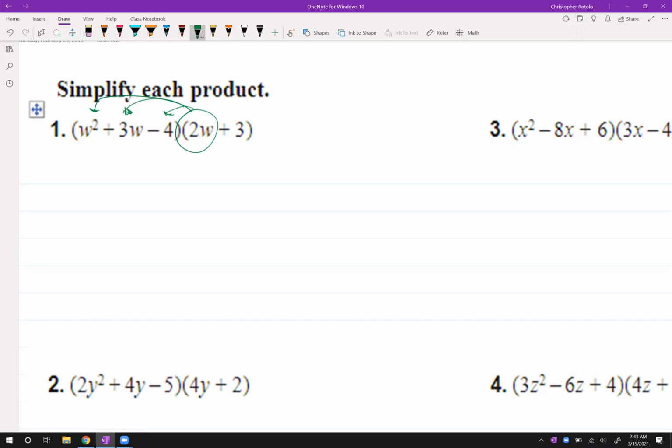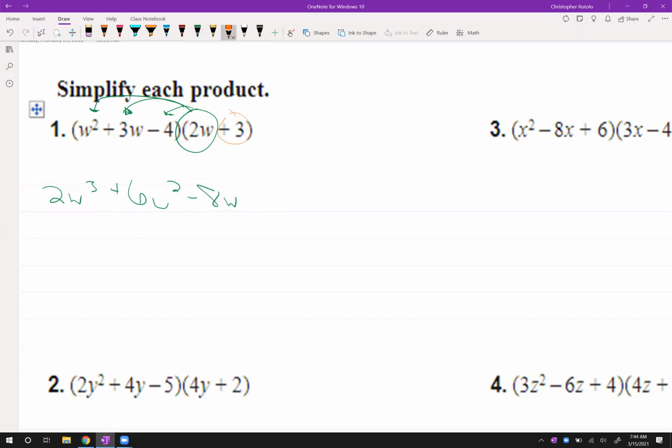So here's what I'm going to do, 2w times this entire trinomial. So 2 times 1 is 2, w squared, another one makes cubed, plus 2 times 3 is 6, and w is w squared, and negative 4 times 2 is negative 8, and that will present with a w. Okay, so that's first term.